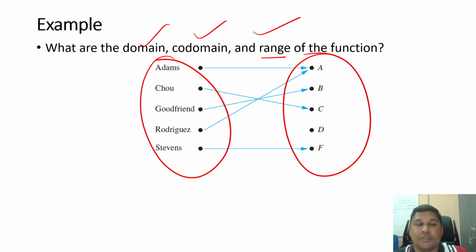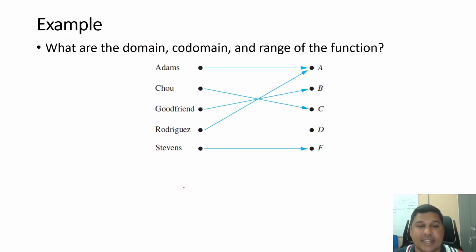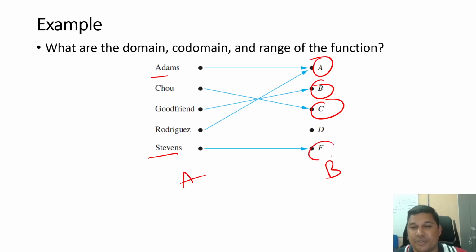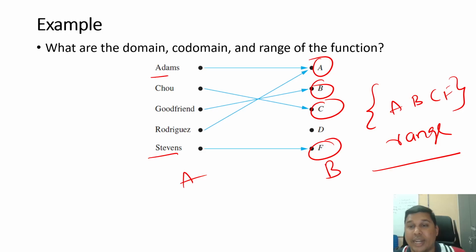So for each element in set A, what are the images? For Adams, it is A. For Stowe, it is B. For Woodfriend, it is C. For Rodriguez, it is A. For Stevens, it is F. So only these four elements, A, B, C, F, form the range. Not all the elements, only the ones which are mapped form the range.